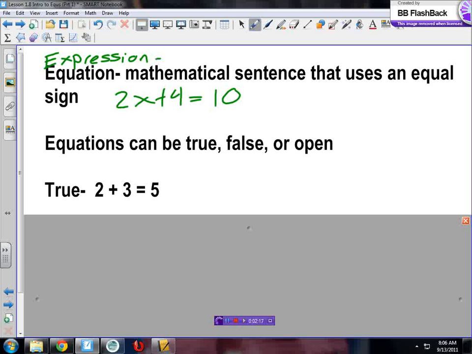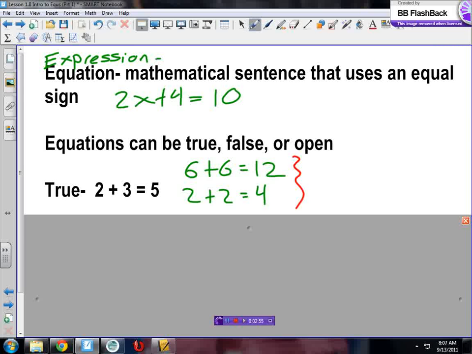K, can you give me an example of another true equation? 6 plus 6 is equal to 12. Is that true? Sure, it's true. Braden, another true one. 2 plus 2 equals 4. All true ones, okay? Do you have one that you want to say? No. Okay.